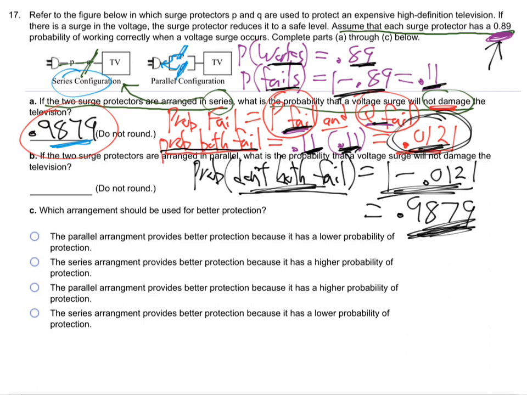So which arrangement should be made for the better protection? For sure the series. It's this option, huh? Higher probability of protection. What does the other one say? Lower? No, not lower. That's not it. So it's right there. Higher probability.